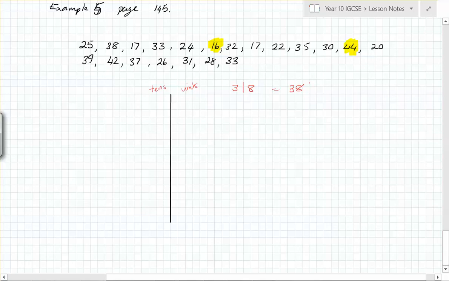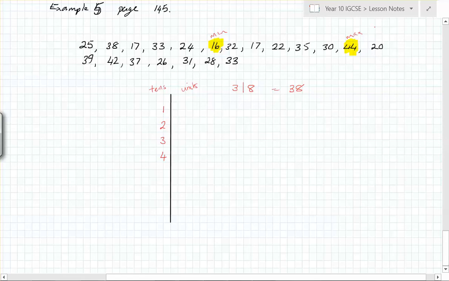Alright? So now in my stem, I need to write down all the tens that I have. The lowest value of tens I have is 1, being 16 and 17. And I don't have anything less than 10. I do have some 10s, some 20s, some 30s, and some 40s. Do I need to go any higher than the 40s? No. So I've done that by looking at my minimum value and my maximum value. Now what I've got to do is put these numbers in my table.